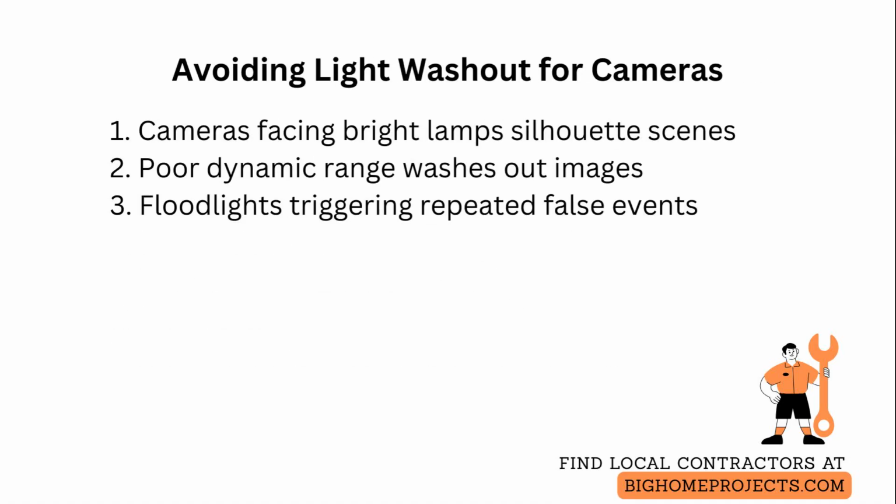Common issues start with mounting cameras facing a bright lamp so everything beyond the lamp becomes silhouetted. Fix this by re-aiming the camera, moving the lamp, or adding a hood to the camera. Another problem is cameras with poor dynamic range that wash out scenes when a car's headlights pass. Address this by selecting cameras with wide dynamic range and adjusting exposure settings to prioritize faces.